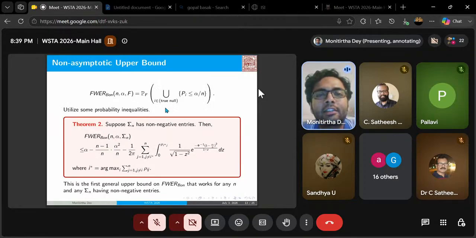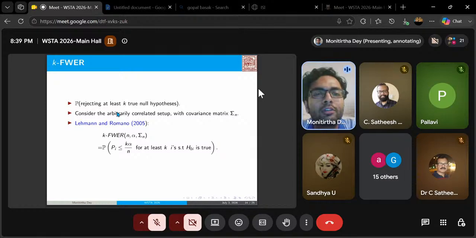But we observe that Bonferroni FWR is nothing but the probability of union of suitably defined events. And using this fact, we utilize some probability inequalities to obtain an upper bound on the Bonferroni FWR. And this upper bound works for any n and any sigma n having non-negative entries.